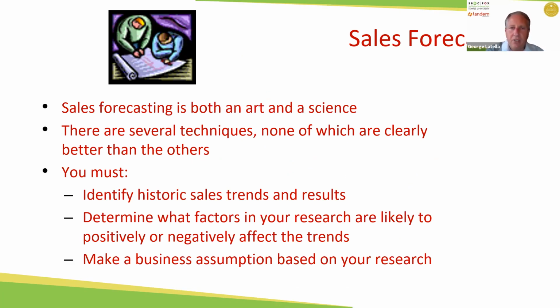So the first thing I talk about is you'd like to identify historic sales trends and results. Now, if you're just starting out and you don't have any sales trends, obviously you're not going to be able to figure that out. But the good news is there's a lot of different places where you can go and get free information on how big categories are. And sometimes you can get information on how big categories are in specific markets or with specific retailers. So that's kind of what we're talking about there. Even if you don't have data, you can kind of project based off of what other people are doing. The next thing you really need to think about, what are the positive and negative things that could affect your trends? And again, I'll give you some examples on that. And finally, you want to make a business assumption based on your research.